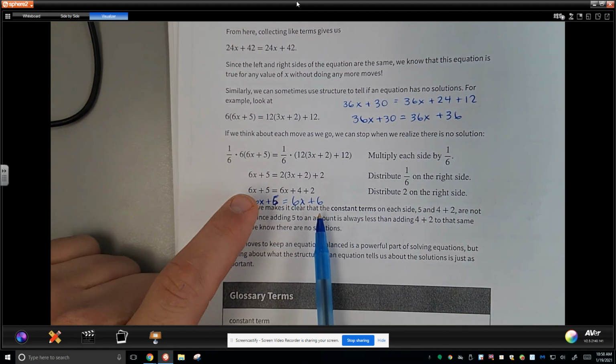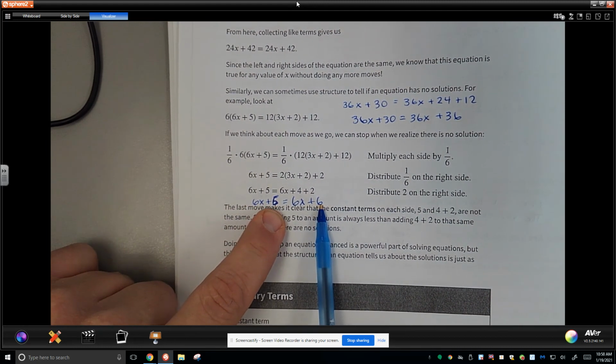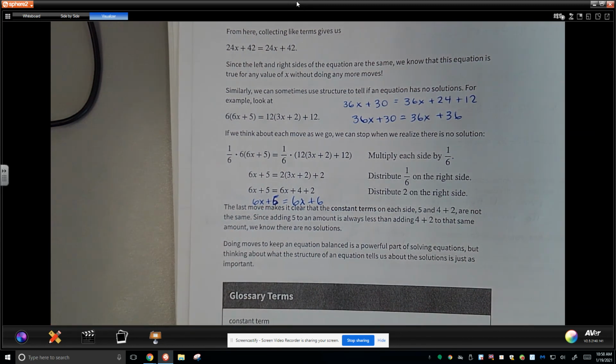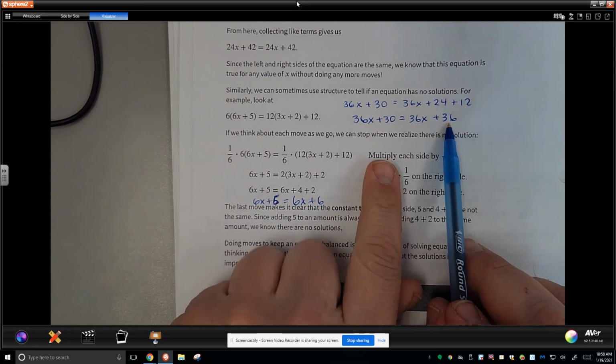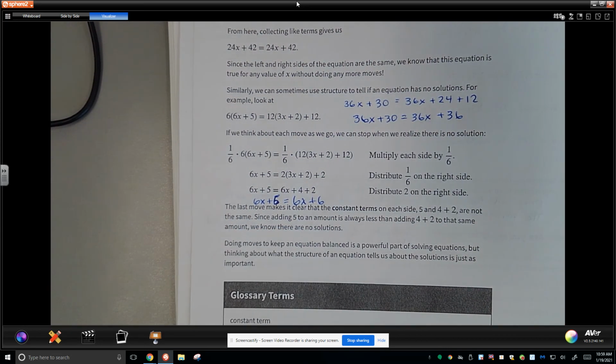We see it's very clear that 5 and 6, those two constant terms, are not equal to each other, which means that we will never ever get the exact same value on both sides of the equation. Likewise, up here, 36 and 30, different constant values. So pay attention to those moves. Pay attention as you go through the moves. You should be able to identify how many solutions just within a couple of steps. Let me know if you have any questions.